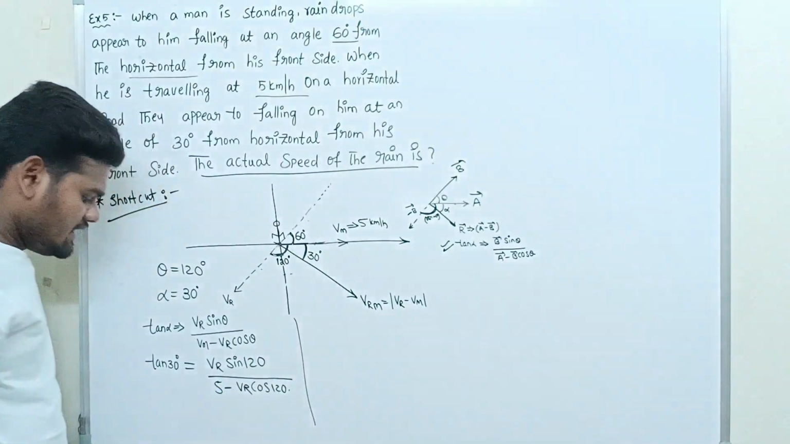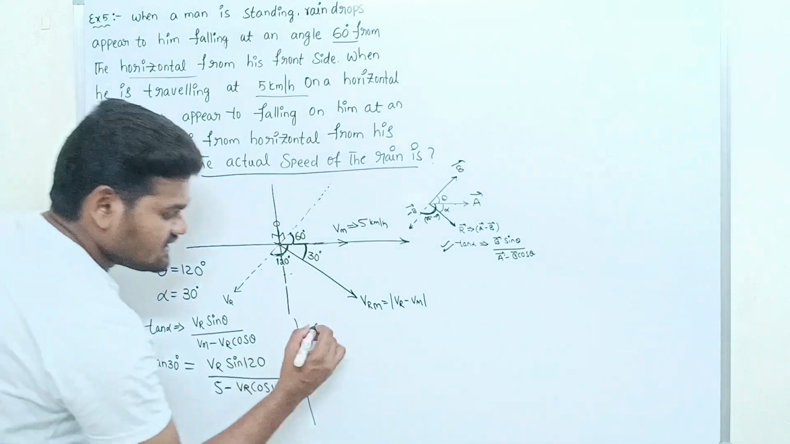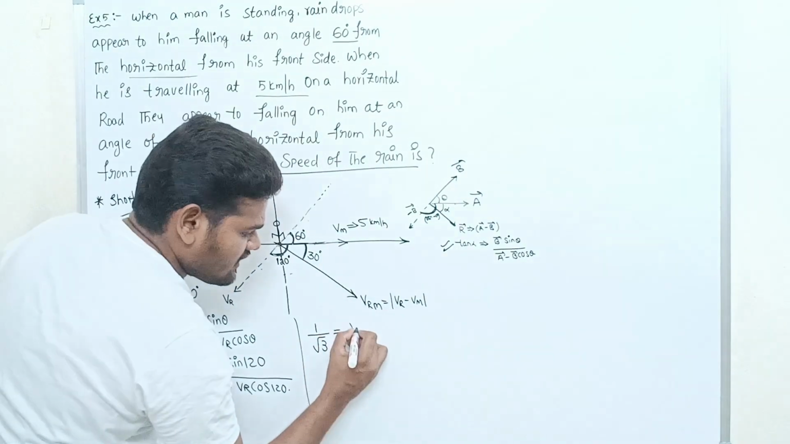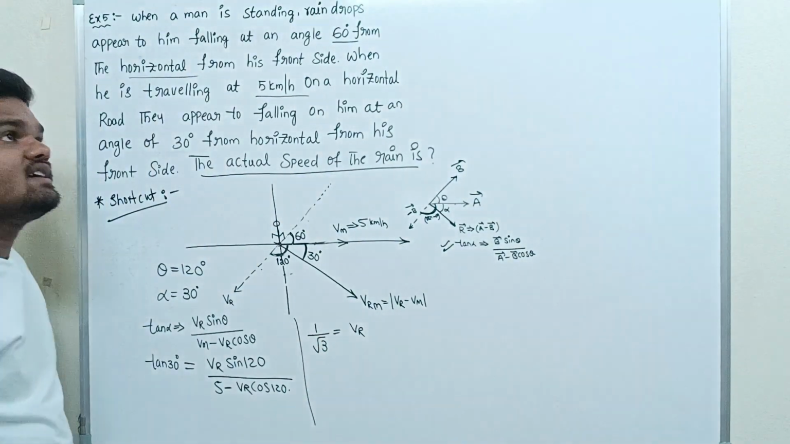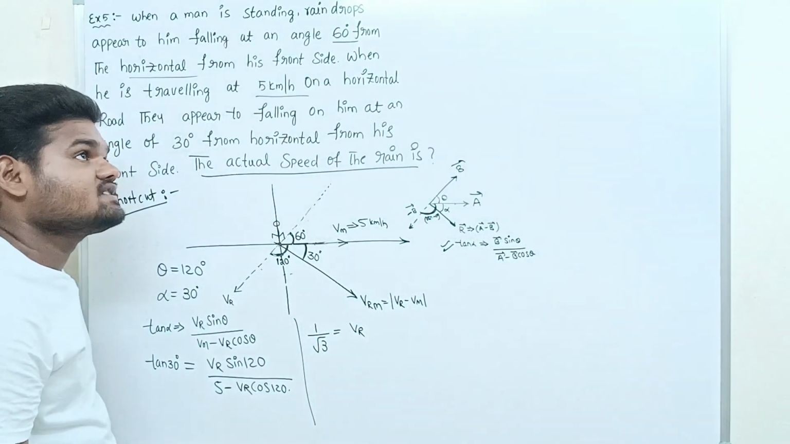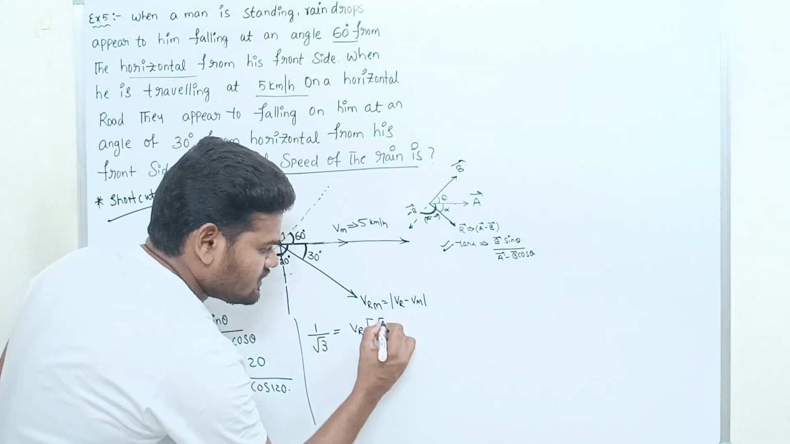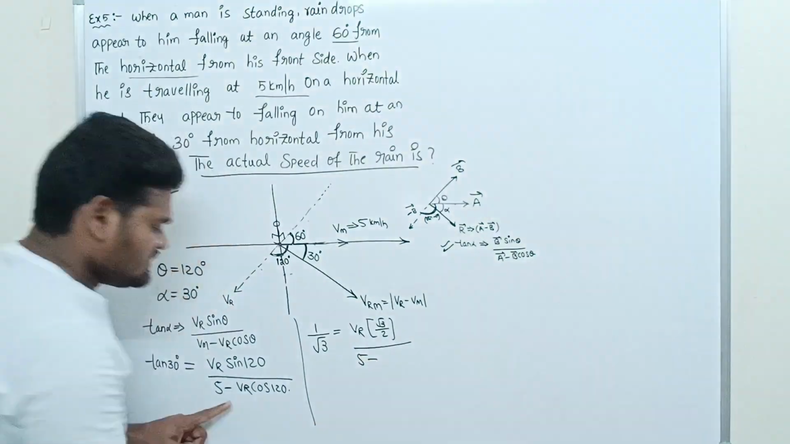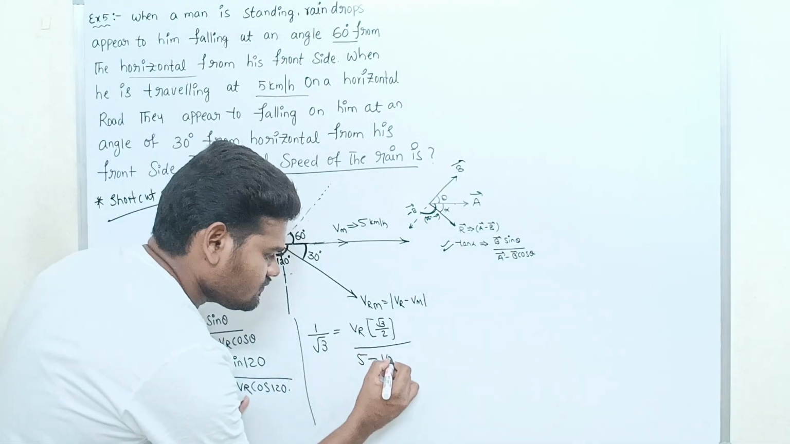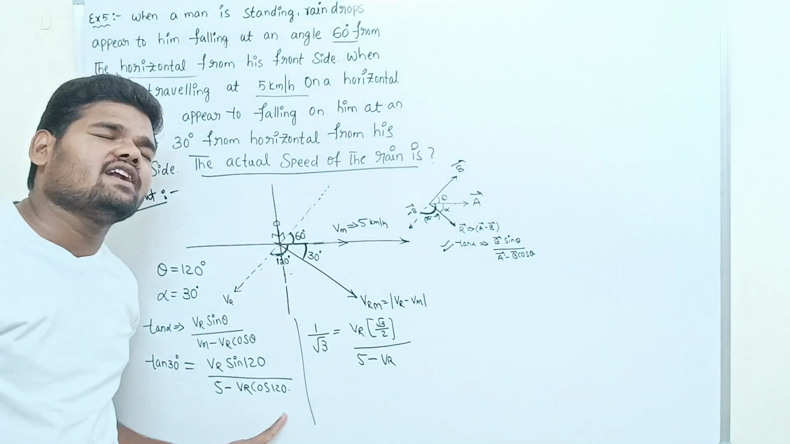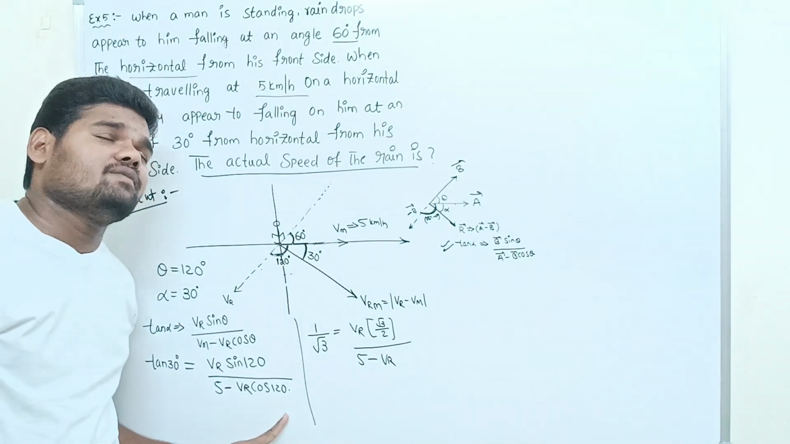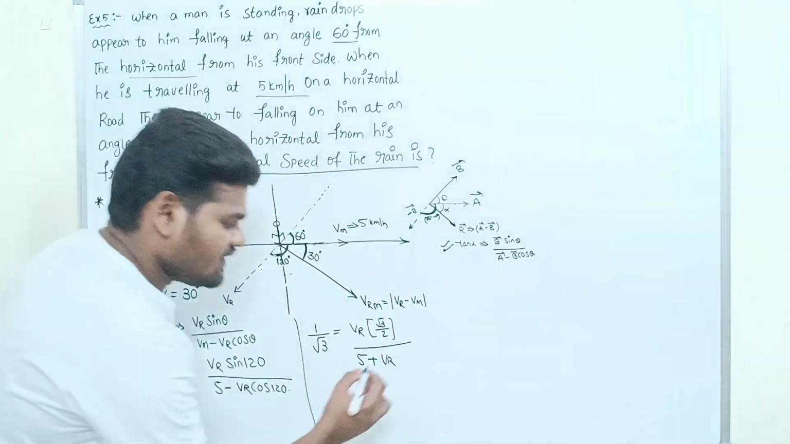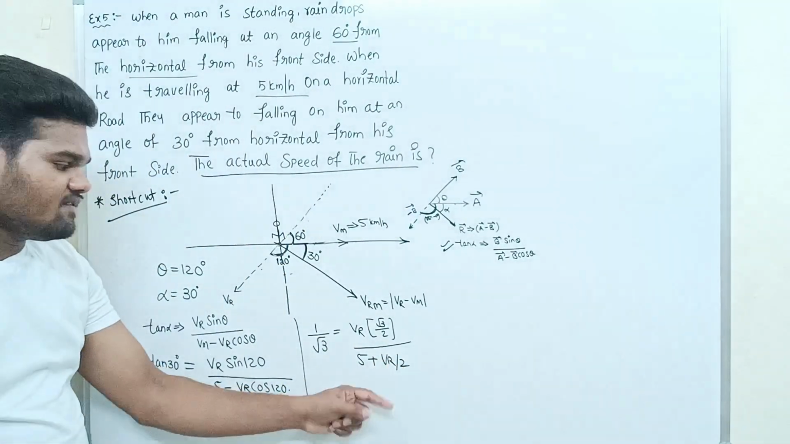Okay. So what is the value of tan 30? The value of tan 30 is 1 by root 3. That is equal to Vr. What is the value of sine 120? Sine of 90 plus 30 is cos 30. The cos 30 value is root 3 by 2, divided by 5 minus Vr cos 120. Cos 120 is cos of 90 plus 30, which is minus sin 30, so minus into minus gives plus sin 30, which is 1 by 2.